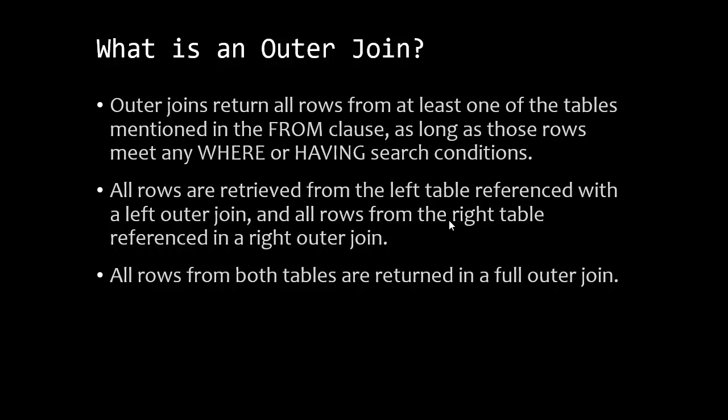The situation comes, what happens when we want to return rows that don't match? And that's where the outer join comes into play. So an outer join returns all rows from at least one of the tables mentioned in the from clause, as long as those rows meet any where or having condition that we may have there.